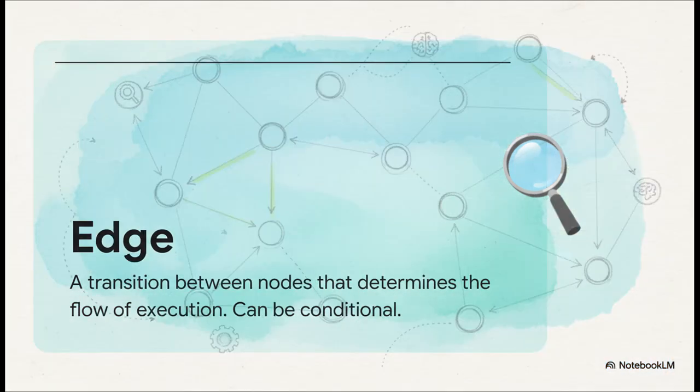Next, you have edges. Now, edges are what connect your nodes together. They define the flow of execution. But here's the cool part. Edges can be conditional. This is what gives the graph its intelligence. They're not just dumb pipes. They're decision points that direct the workflow down different paths based on what's happening in the state.